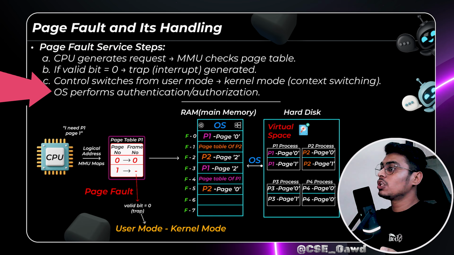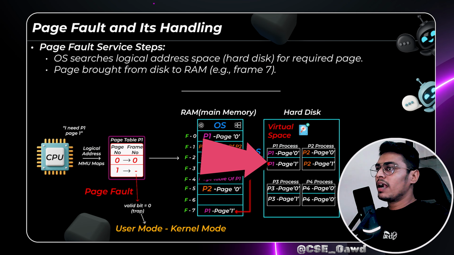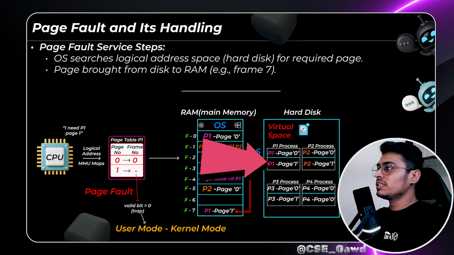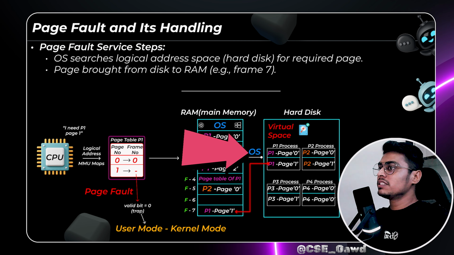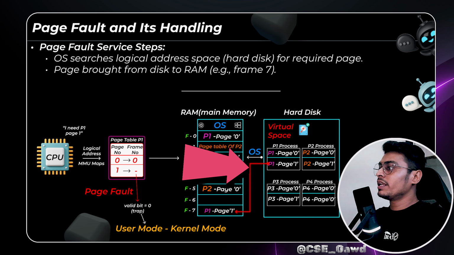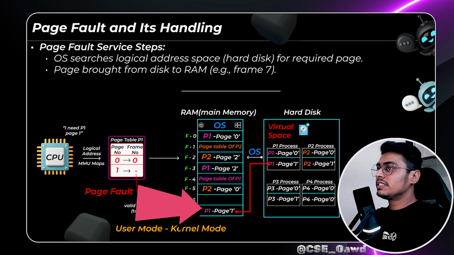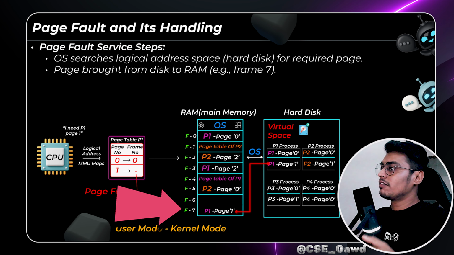But where is the page located? The page is stored in the hard disk in what we call the logical address space or secondary storage. The operating system then searches the logical address space to locate the required page. Once the page is found on the hard disk, the operating system initiates an IO operation to bring page number 1 of process P1 from the hard disk into main memory. Let's say it places this page in frame number 7 of main memory.